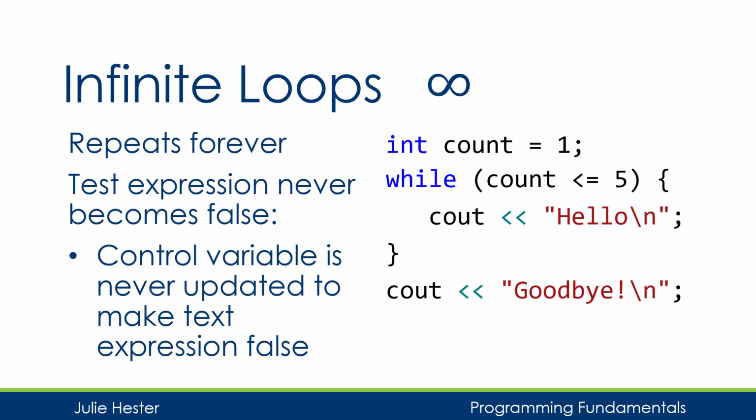And this is one reason why we want to test our code. Most likely we didn't intend for this code to work this way. And when we go to test it and see that this is happening, we know that we've left something out here. We need to modify our code so that count can eventually become greater than 5. Our while loop will then stop executing and our program will continue with the line that says goodbye.